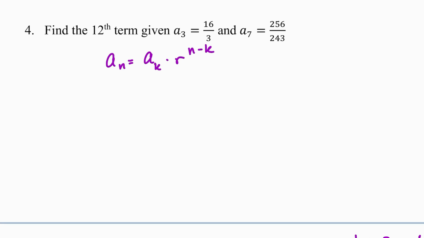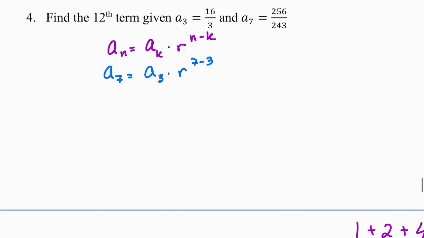It doesn't matter which one is which, but I'm going to use the bigger term on the left-hand side and the smaller term on the right. You end up getting the exact same thing no matter what. N is 7 and K is 3. They told us the seventh term is 256 over 243.